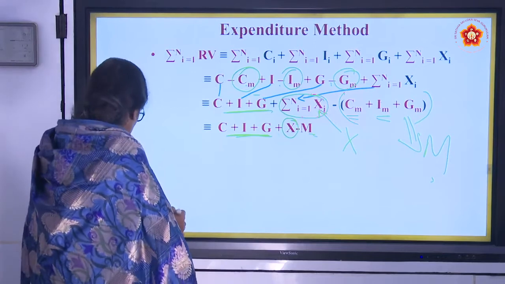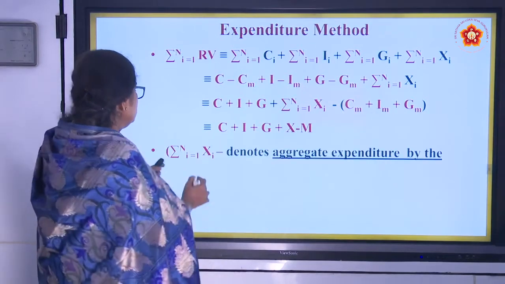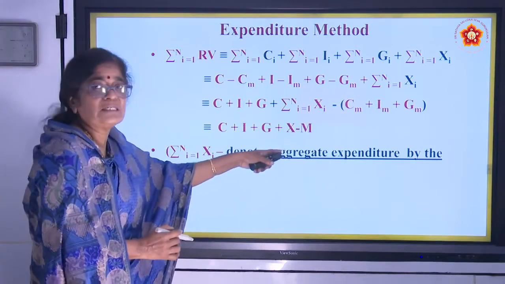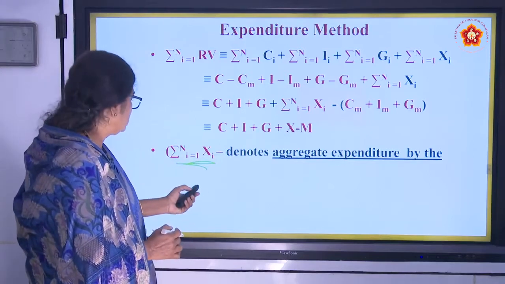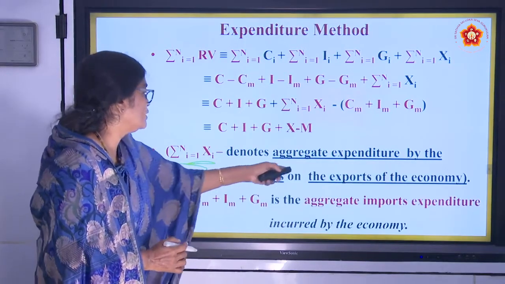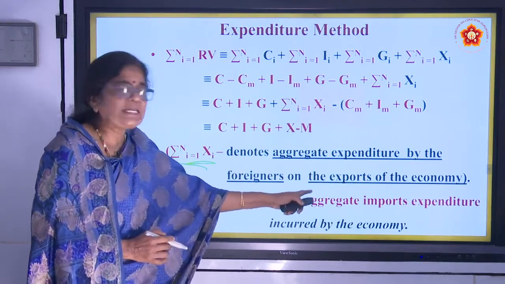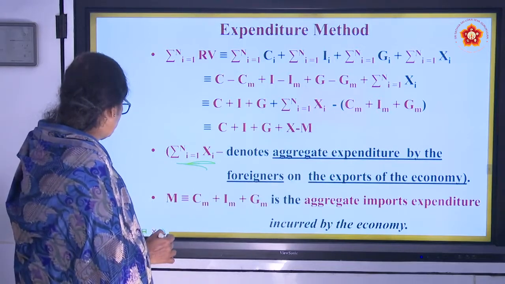Therefore, our equation will be this. What is this? This denotes the aggregate expenditure by all the foreign countries on all the firms in the economy, that is summation of XI, foreign countries on the export. And CM, IM, GM is the aggregate import expenditure incurred by the economy. I hope you understood now.